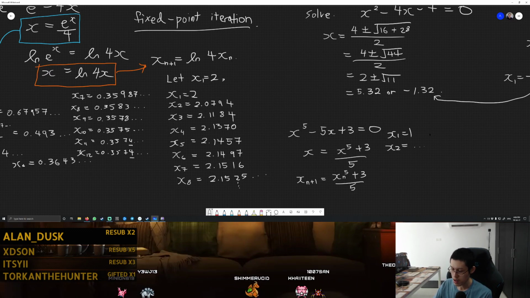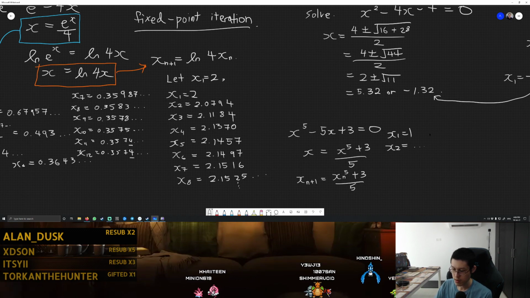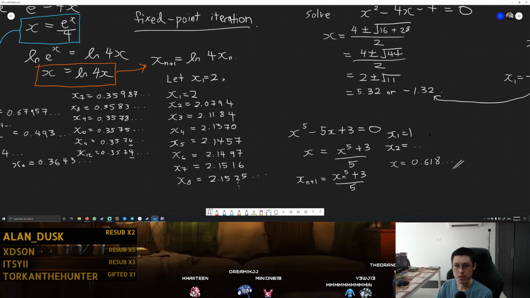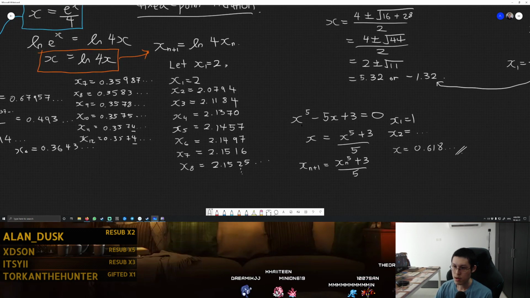Just put 1 into your calculator: the power of 5 plus 3, over 5. So you're just going to fast forward this a bit, and eventually you get 0.618. There, see, we've solved a quintic equation. So easy. And what about the other root? Well, the other root is this one.